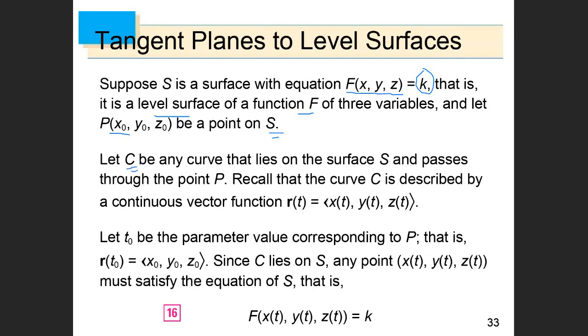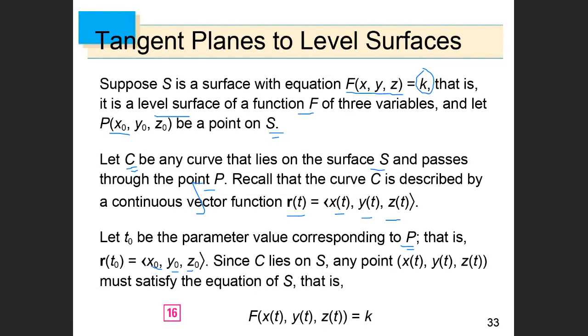So we also let C be any curve that lies on the surface S and passes through the point P. So C is part of the surface and passes through the point. Recall that the curve C is described by a continuous vector function, for instance, you may call it r(t) with x(t), y(t), z(t). Okay? A parameterized curve. So let t0 be the parameter value corresponding to P. So at which t, in fact, that curve goes through the point P. That is, r(t0) = (x0, y0, z0) is going to give you P.